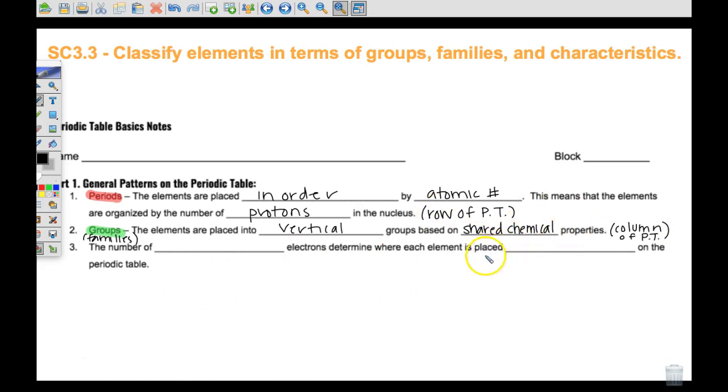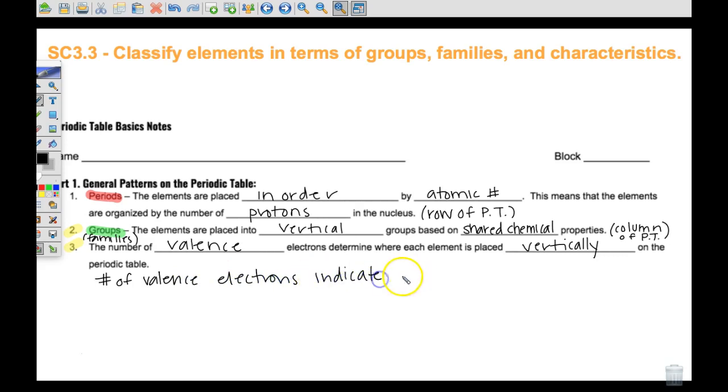But how do we figure out if elements have shared chemical properties? Well, the number of valence electrons determines where each element is placed vertically on the periodic table. So based on these two statements, we can conclude that the number of valence electrons indicates the chemical properties of an element.